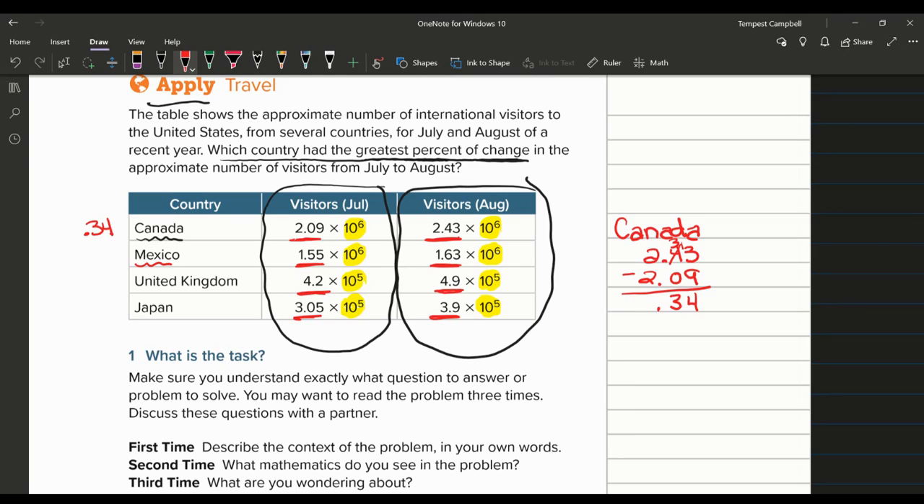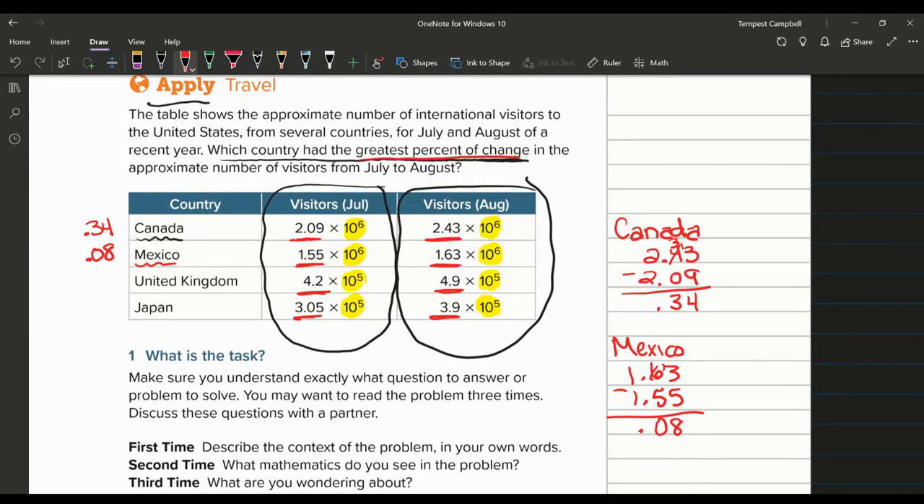Let's now look at Mexico. Mexico is 1.55, and I should actually put that number underneath 1.63 minus 1.55. Now we should get 8, and that's going to be 0.08. So the difference for Mexico is 0.08. And the idea is we're looking at the greatest percent of change. So we're seeing who changes the most.